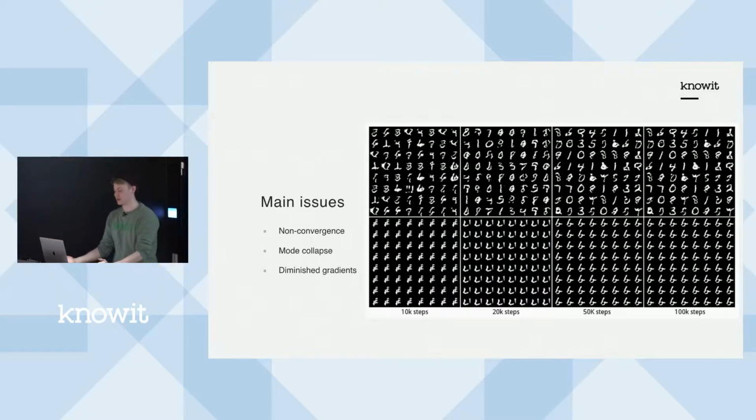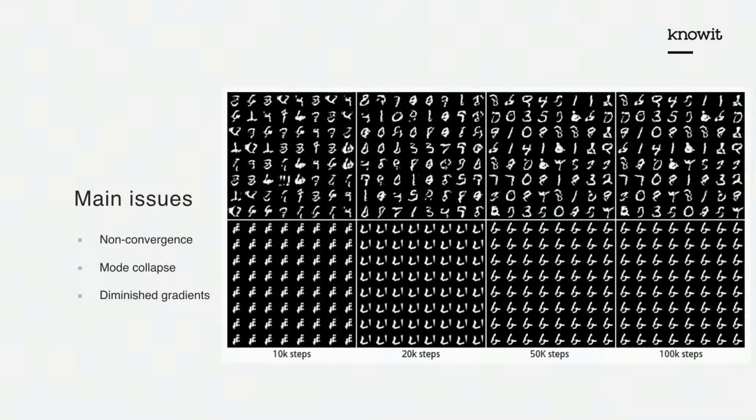One of them being non-convergence, that the parameters just continue and never converge to a final value. This is because you're essentially letting the generator and the discriminator fight against each other. So if the generator does well, the discriminator does worse. So they will always try to compete with each other.